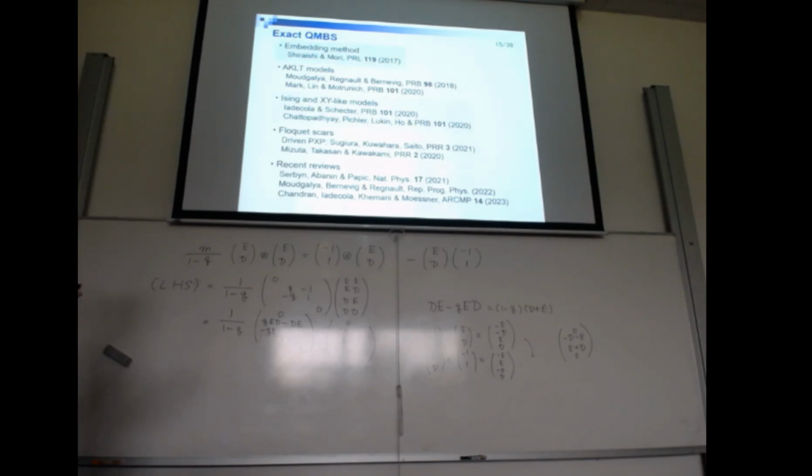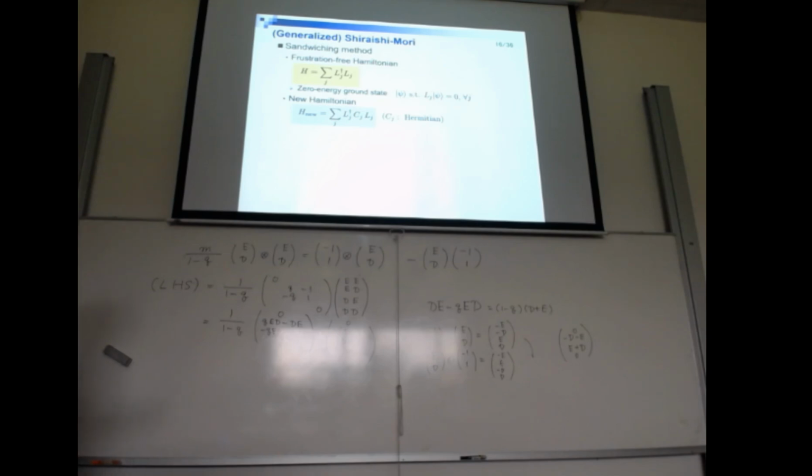This is closely related to frustration-free systems. This is just a recap of the sandwich method, which I was discussing yesterday and Wednesday. This is the frustration-free Hamiltonian, which is the sum of Lj dagger Lj, and psi is a zero energy state if it's annihilated by Lj. By sandwiching this Cj, you can create a new Hamiltonian. If this Cj is positive definite, then the original ground state remains the ground state of the new Hamiltonian. But even if it is not positive semi-definite, psi is still a zero energy state of the new Hamiltonian. The point is, if it's not positive definite, then psi may not be the ground state of the new Hamiltonian. And this is the idea of the Shiraishi-Mori embedding.